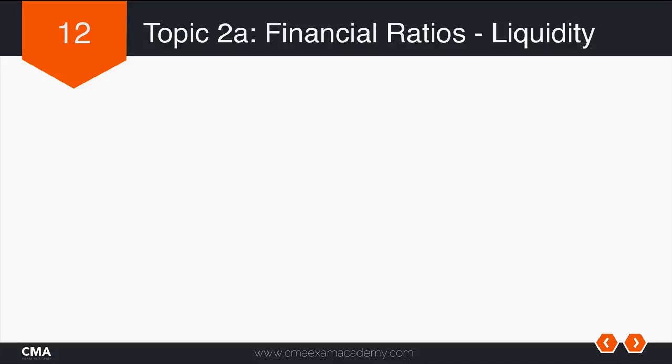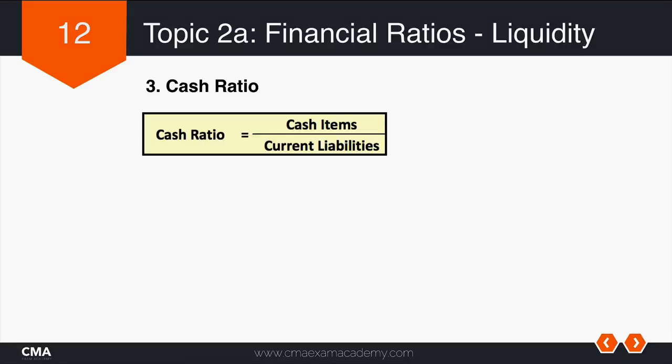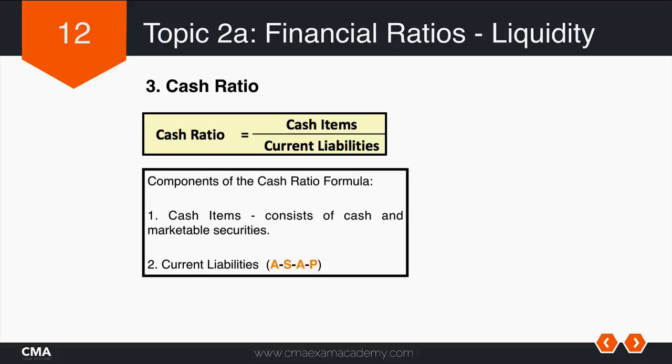The third type of liquidity ratio is the cash ratio. Cash ratio is basically the ratio of cash and marketable securities over current liabilities. The cash ratio also has the same denominator as current ratio and quick ratio, which is current liabilities.